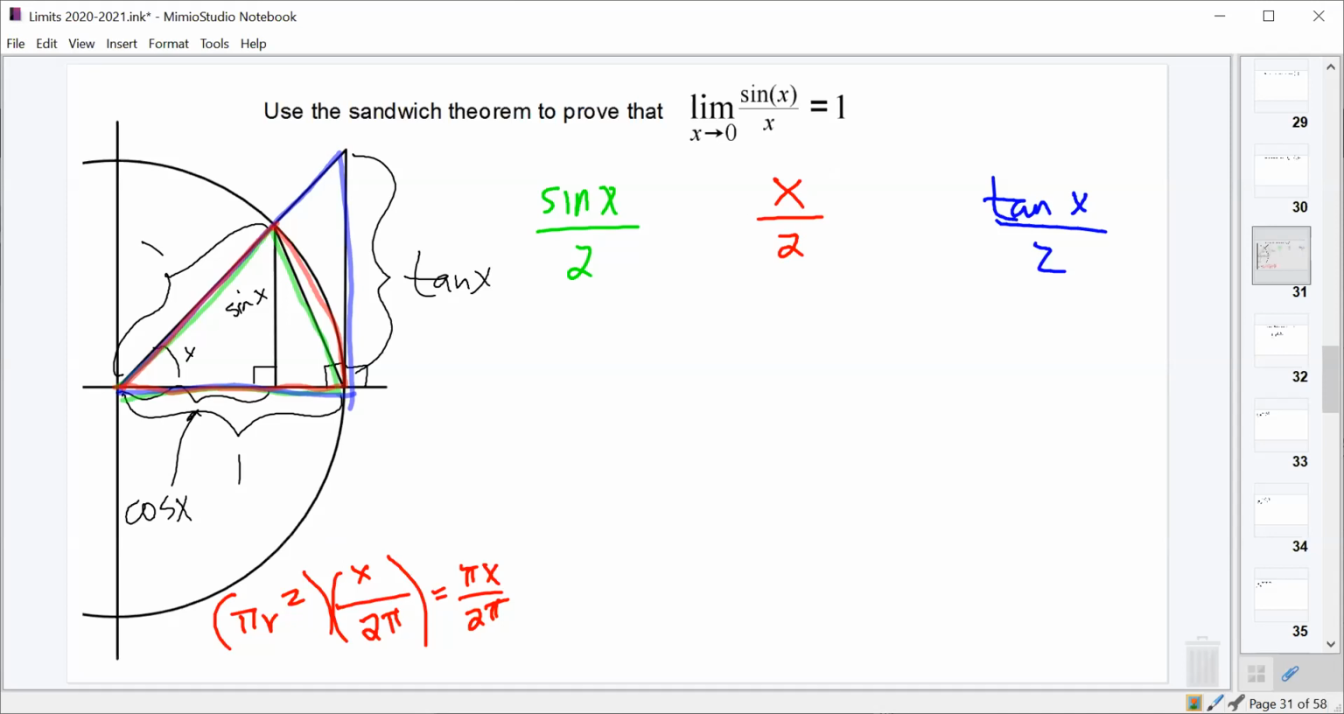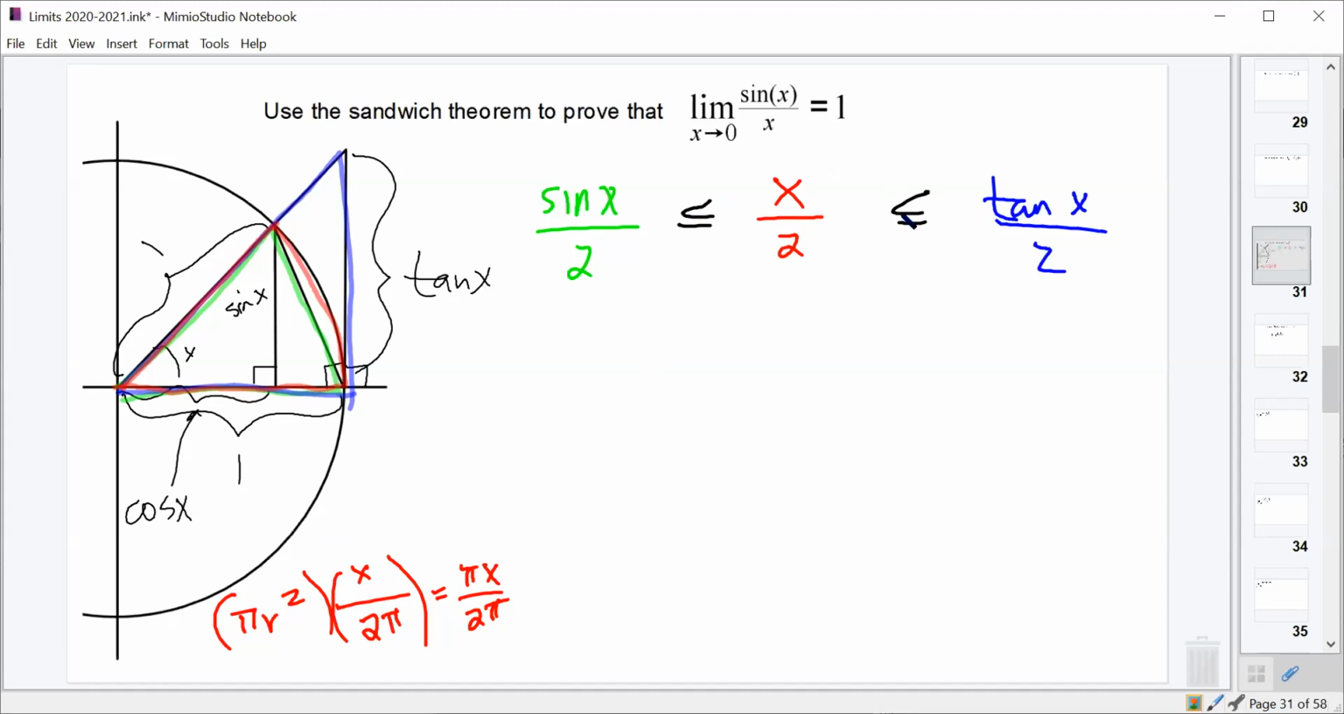Now, we've got 3 different things here. And how could we relate those 3 different areas? Tell me about the green one in relation to the red one. It's smaller, right? It's definitely smaller. I'm going to say less than or equal to because we're using the sandwich theorem and we like to have that equal to in there. What about the red and the blue one? The red one should be less than or equal to the blue one. Would you guys agree with that also?